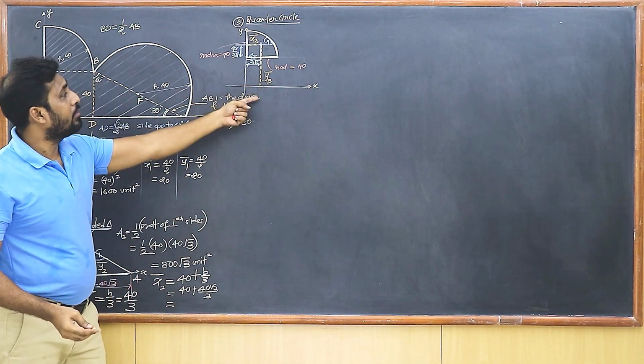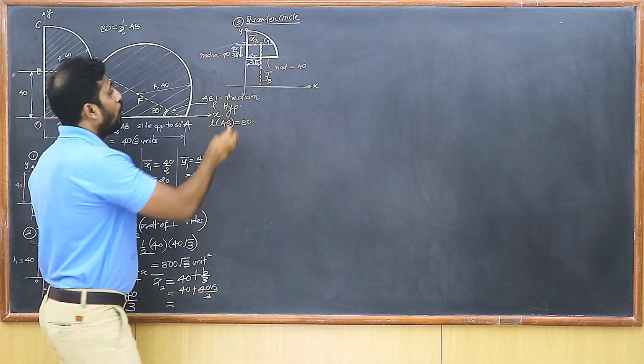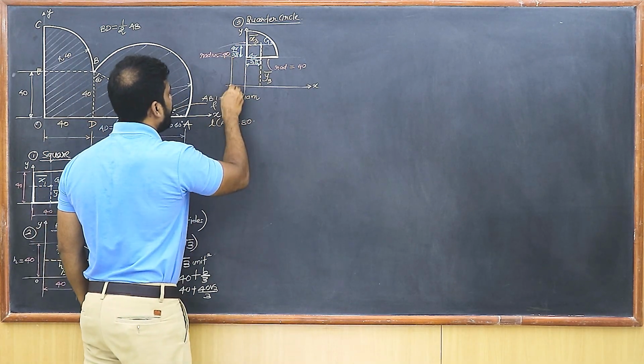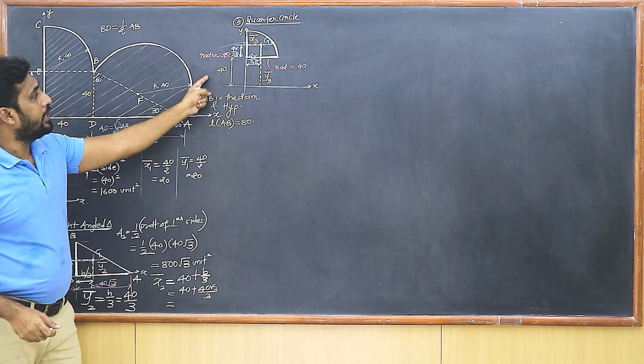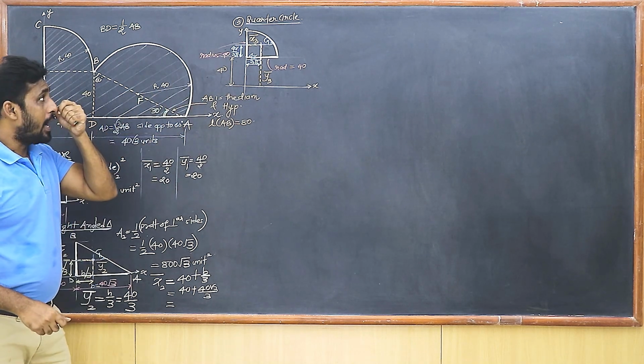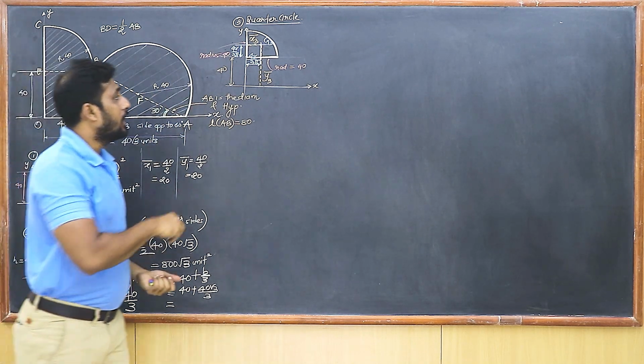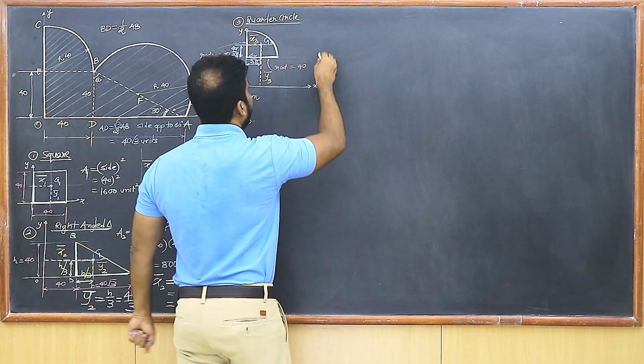Now you can observe that y3 bar is not 4r upon 3 pi. You know that this distance over here was 40, isn't it? So what can you tell about y3 bar? It is going to be 40 plus 4r upon 3 pi, isn't it? So now let us quickly write the areas and x bar, y bar.